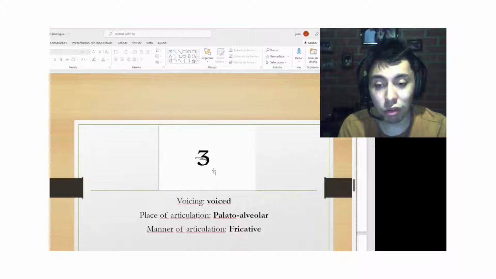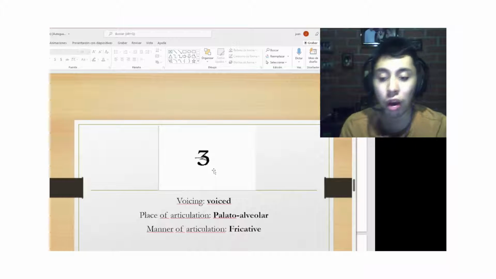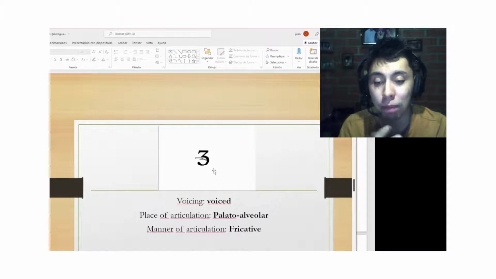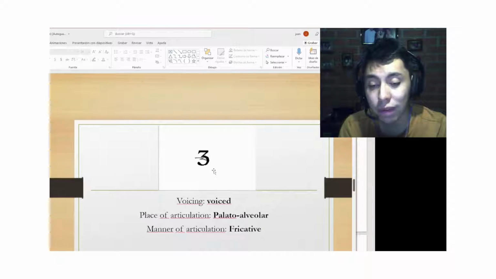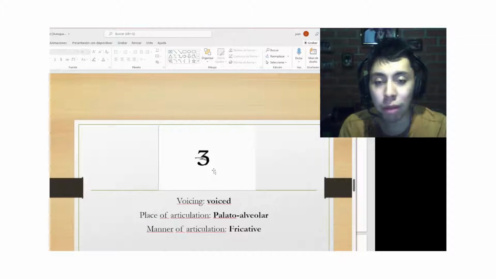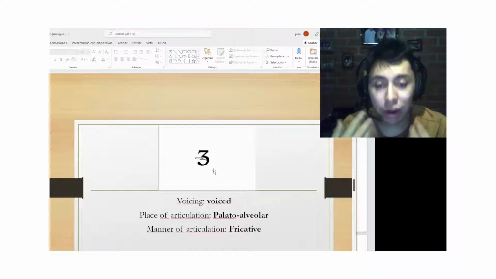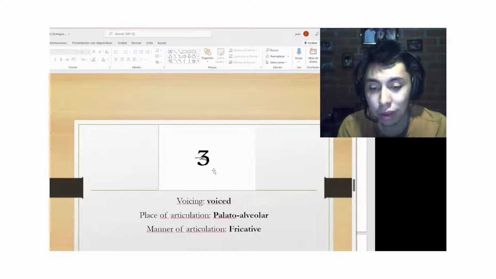J, j, right? So the place of articulation is palatal alveolar, and the manner of articulation is fricative. Like always, remember that fricative means friction of your breath in a narrow opening. That's the reason why this is the manner of articulation.